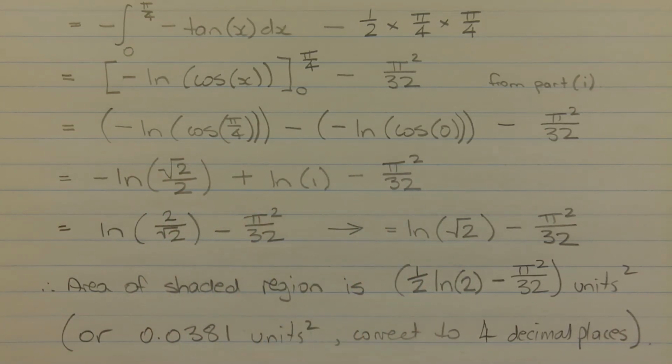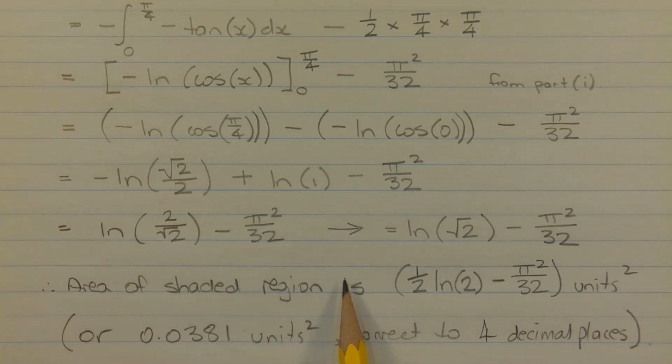Now ln of 1 is 0. And we can turn this negative ln into a positive ln by taking the reciprocal of root 2 over 2, so it becomes 2 over root 2. So the expression is ln of 2 over root 2 minus pi squared over 32. We can simplify the logarithm even further, and ln of 2 over root 2 is ln of root 2. And root 2 is 2 to the power of half. So this can simplify even further still, and it becomes half times ln of 2.